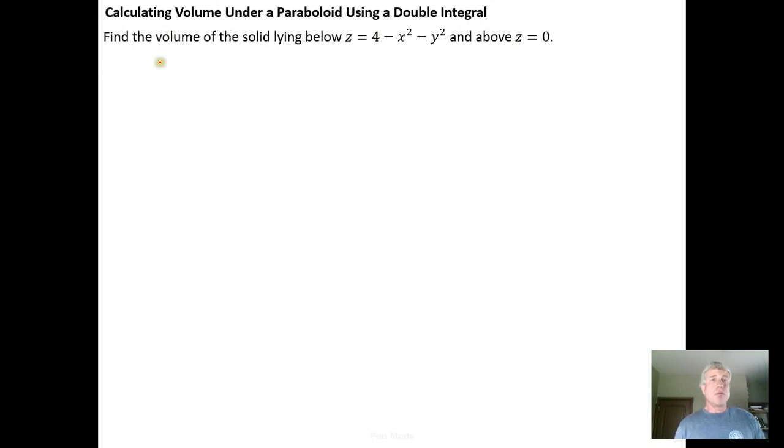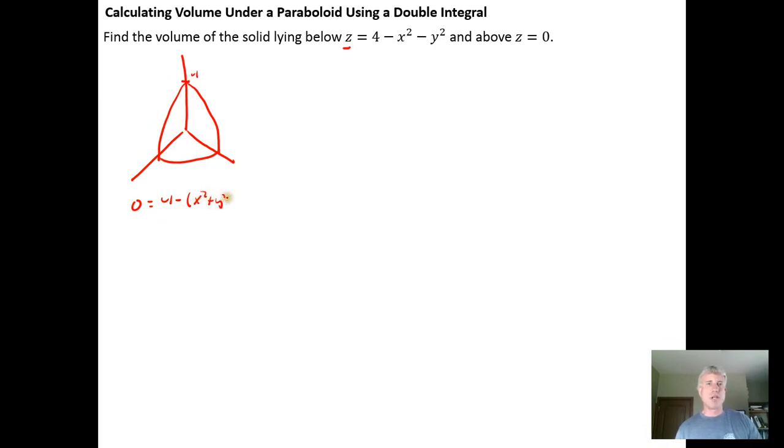Drawing the picture again, I have a paraboloid opening down, with its peak up here at 4. And the trace in the xy plane is a circle of radius 2, and we would find that by setting everything equal to 0. 0 equals 4 minus, I can factor that minus out, 4 minus the x squared plus y squared. And then we add that x squared plus y squared to both sides. We get a circle of radius 2, so we know this is going to 2 and to 2.